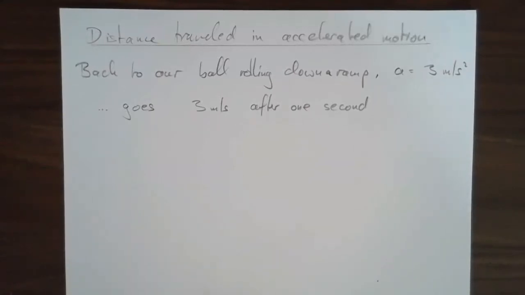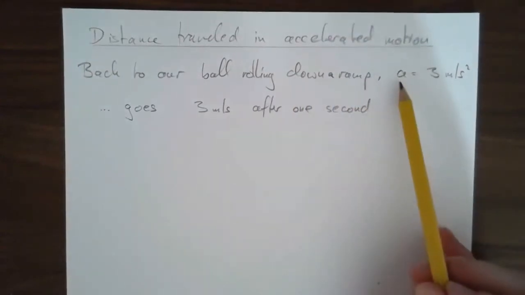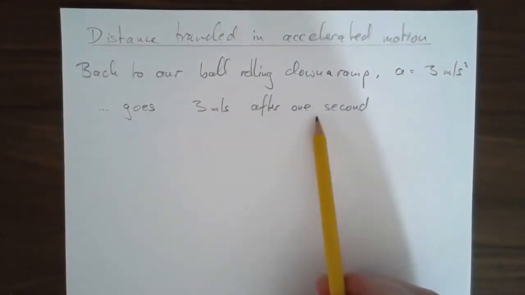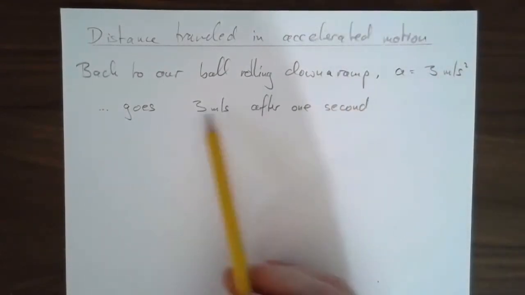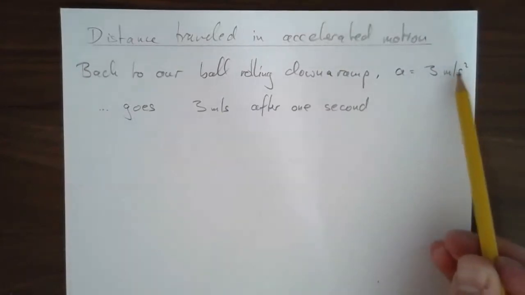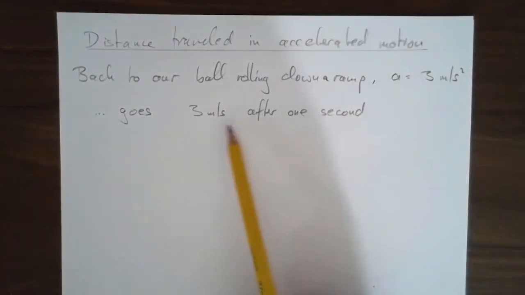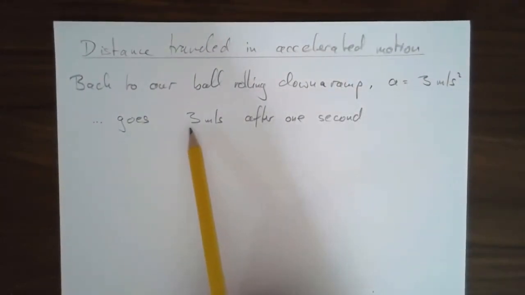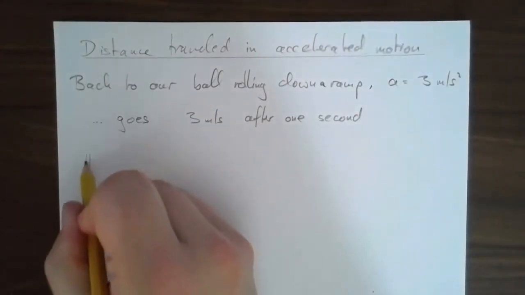So we now want to talk about the distance that an object travels during accelerated motion. Let's go back to that ball example that we talked about a minute ago, where the ball is rolling on a ramp with an acceleration of 3 meters per second squared. One thing that implies is that after 1 second, the ball goes 3 meters per second. If it starts at rest, after 1 second it's going 3, because that's what 3 meters per second every second means. After 2 seconds, you're going to go 6, and so on. But let's just focus on the first second. If you're going 3 meters per second after 1 second, how far have you traveled in that 1 second?